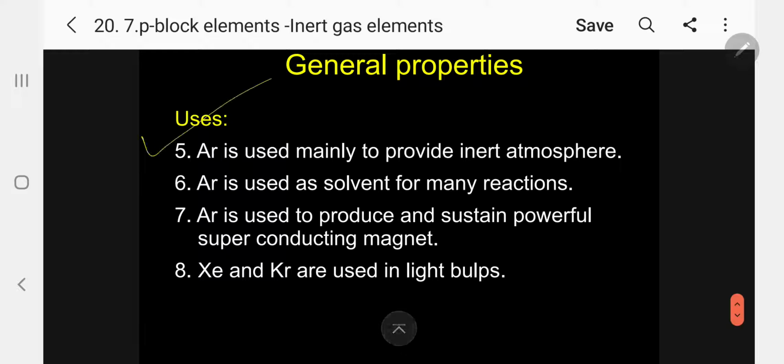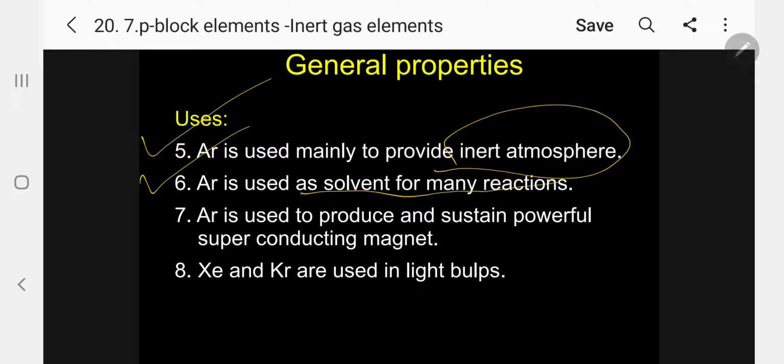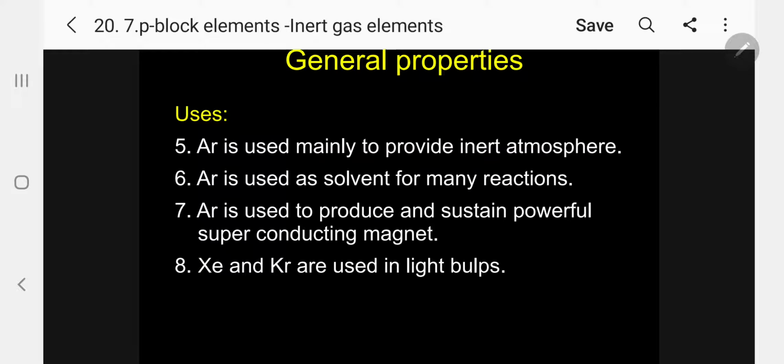Continuing, number 5: argon is used mainly to provide an inert atmosphere. Some reactions we conduct in an inert atmosphere, so argon will be used. Number 6: argon is used as a solvent for many reactions. Number 7: argon is used to produce and sustain powerful superconducting magnets, as in the case of helium. And last, number 8: xenon and krypton are used in light bulbs.